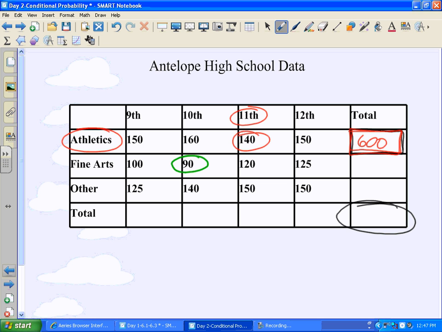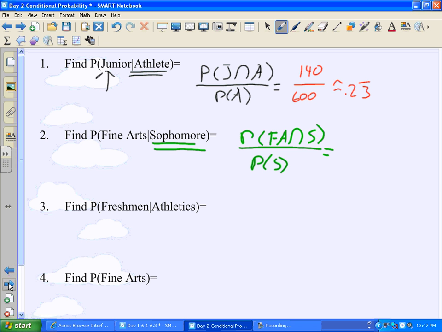Students are usually better at the intersection. Yes? That's all right. We'll just go with what I got here. It's usually easier for students to find the intersection.